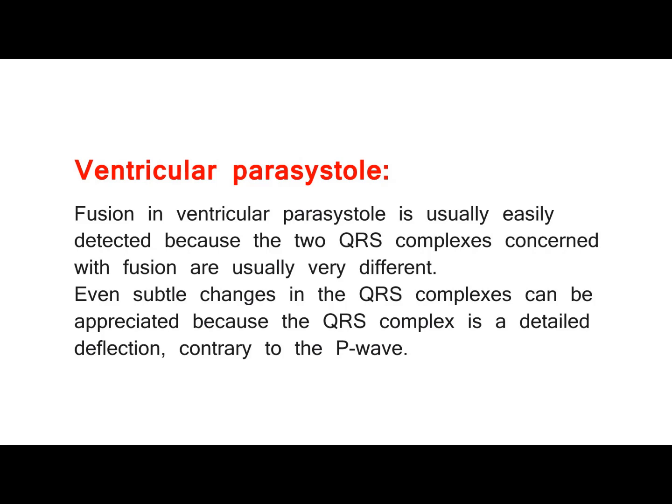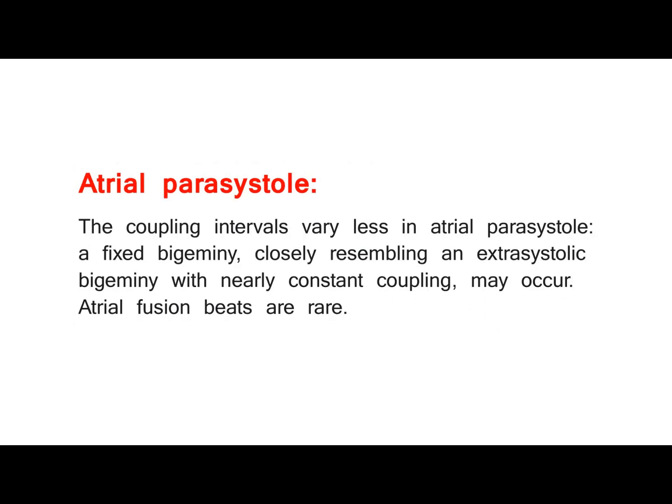Ventricular parasystole. Fusion in ventricular parasystole is usually easily detected because the two QRS complexes concerned with fusion are usually very different. Even subtle changes in the QRS complexes can be appreciated because the QRS complex is a detailed deflection, contrary to the P wave. Atrial parasystole. The coupling intervals vary less in atrial parasystole, a fixed bigeminy, closely resembling an extrasystolic bigeminy with nearly constant coupling, may occur. Atrial fusion beats are rare.